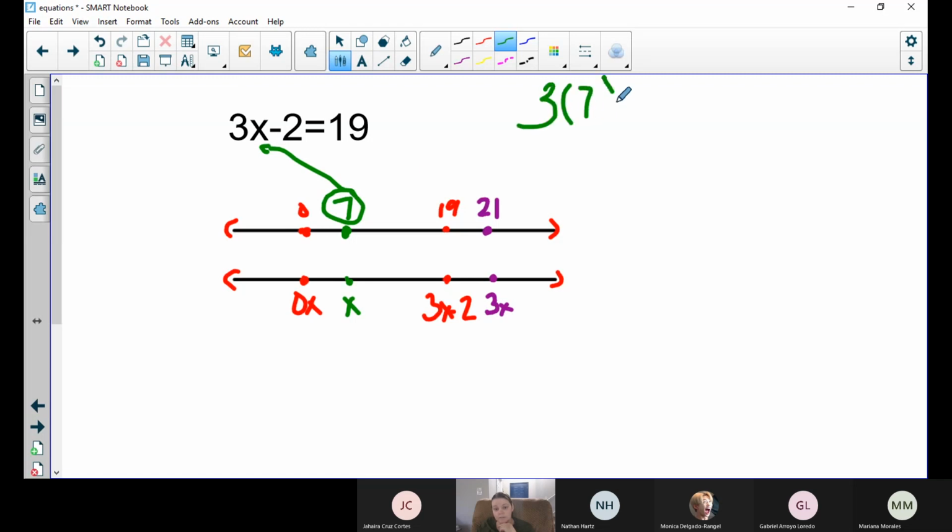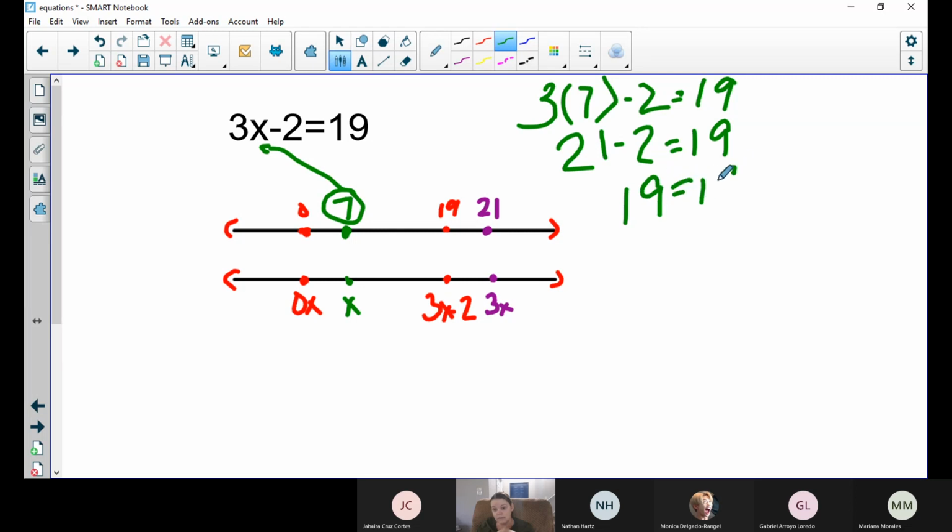So 3 times 7 minus 2 equals 19. 3 times 7 is 21. Minus 2 equals 19. 21 minus 2, so 21, 20, 19 equals 19. Since both sides of the equal sign are the same, then 7 is the correct solution to this problem.